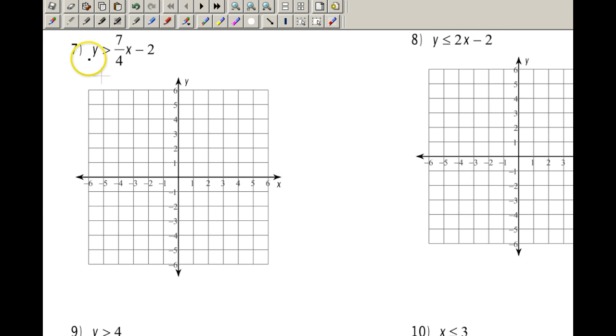Now here, it's the same thing as before, but we have an inequality. So first start off, how do you say this sign out loud? Y is greater than 7/4x minus 2. So that's greater than. Still have some people that will mix up greater than and less than. We have to know this means greater than. Think of it on the number line.